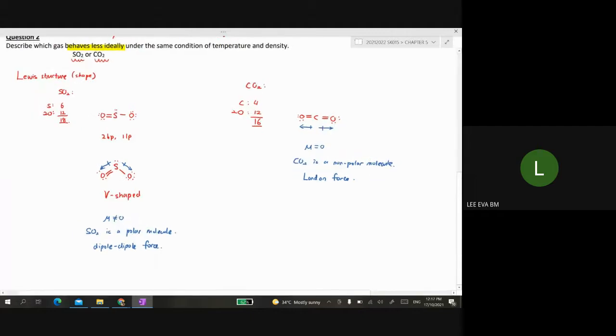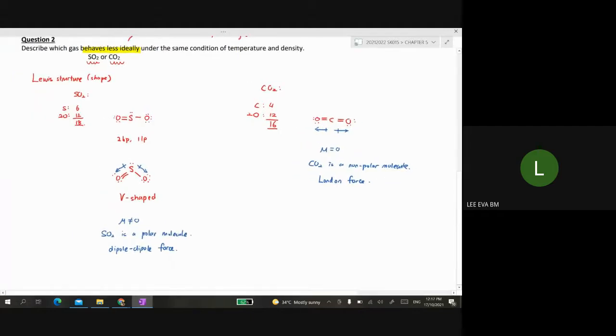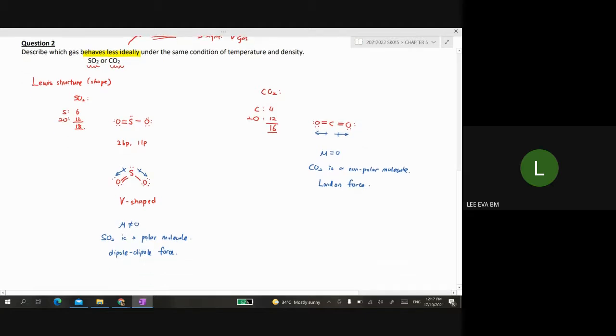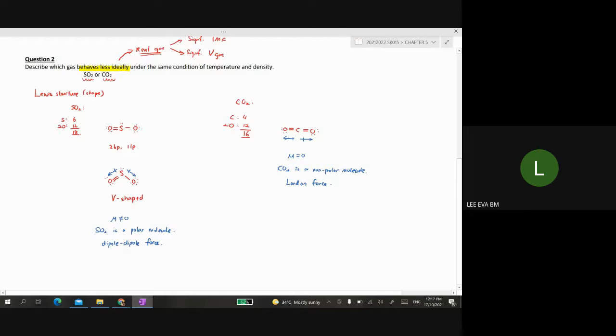Okay. So macam kita sudah out of topic kan? Tak apa, kita tengok balik soalan. Describe which gas behaves less ideally under the same conditions of temperature and density. So we want to find a more real gas with significant intermolecular forces. So now after we have interpreted its polarity, we interpret the type of intermolecular forces. So which gas behaves less ideally? Is it SO2 or CO2? SO2. SO2 because it has stronger intermolecular forces. Stronger in this case we say it is significant.